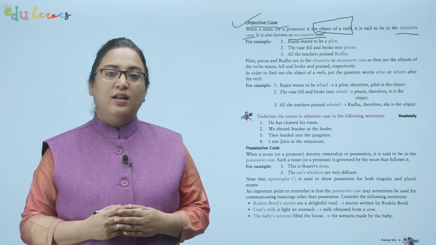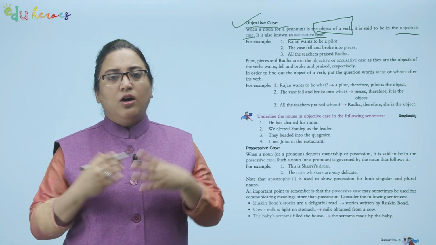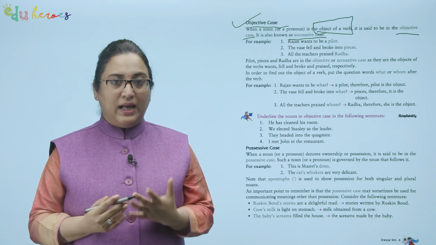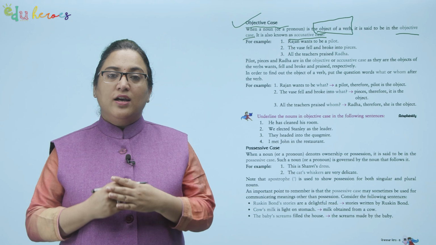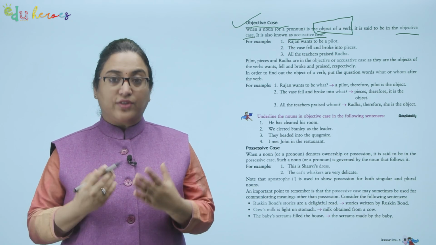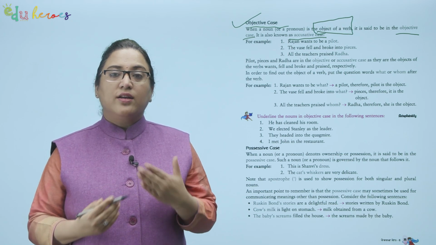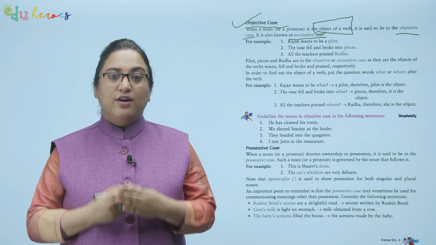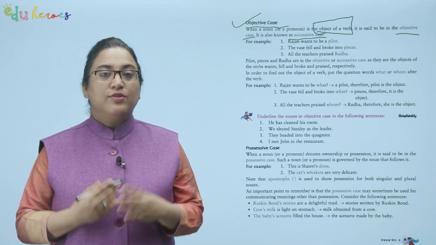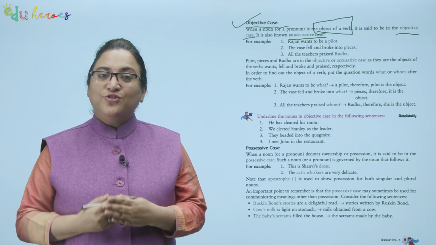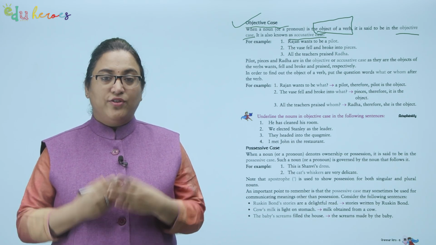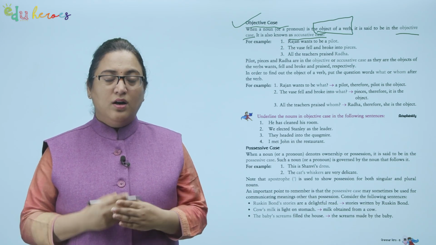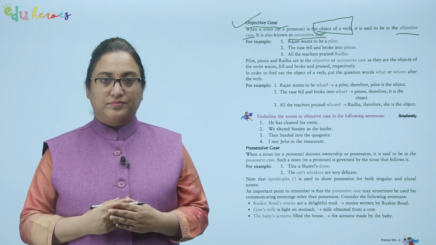The vase fell and broke into pieces. All the teachers praised Radha. In these sentences, pilot, pieces and Radha are in the objective or accusative case as they are the objects of the verbs wants to be, broke and praised respectively. In order to find out the object of a verb, put the question words what or whom after the verb.